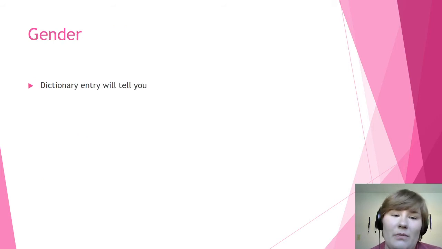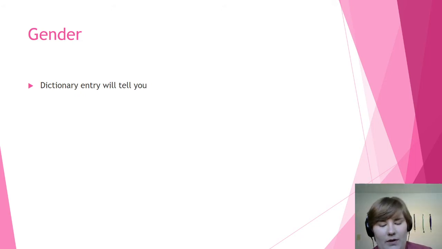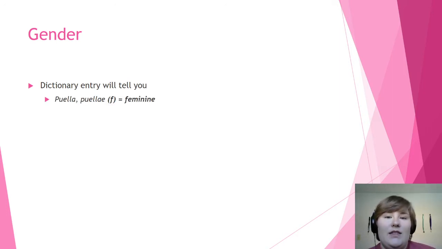First with gender, though, your dictionary entry, like I said, is going to tell you either with an M, an F, or an N, whether you are masculine, feminine, or neuter. So if we take this word from your chapter, puella, puellae, F, that F stands for feminine, okay? Also from your chapter, nauta, nautae, we see that M means masculine.